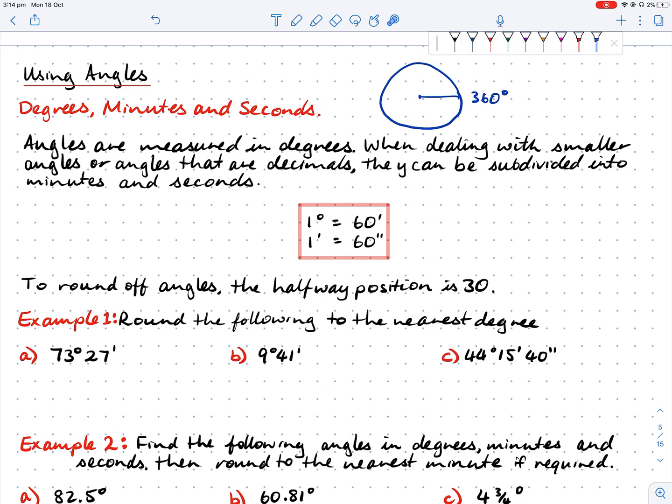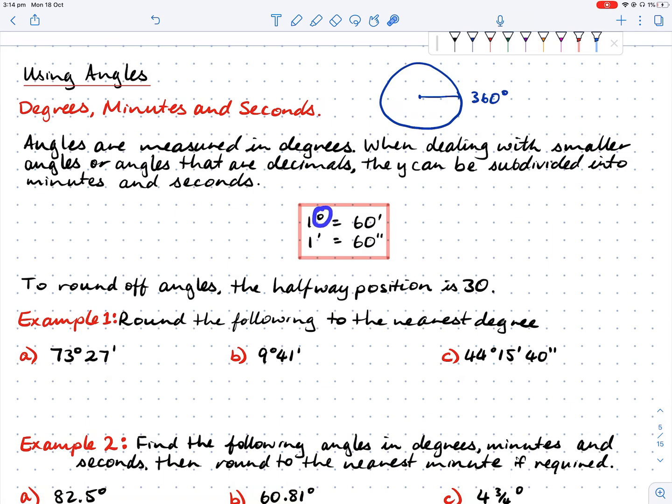You'll look at these words and think, oh, that looks really familiar. It looks very much like time. So when we're measuring angles, we use degrees, and if we need to go smaller, or if we've got angles that have decimals in them, we divide them into minutes and seconds. 1 degree is 60 minutes. 1 minute is 60 seconds.